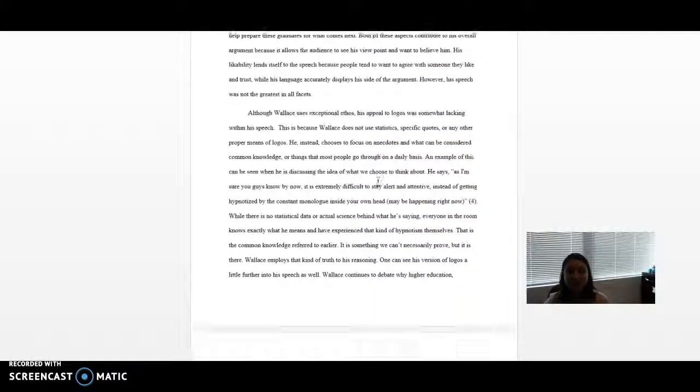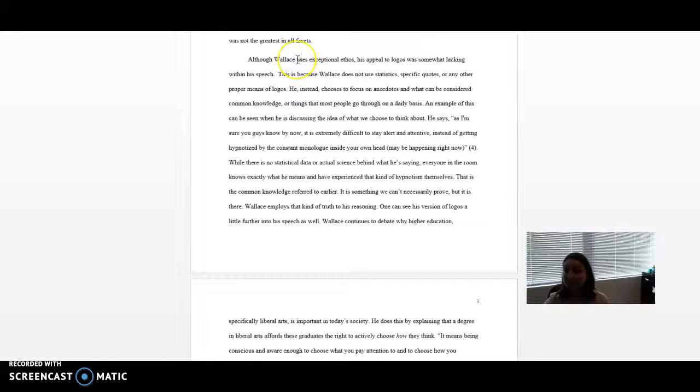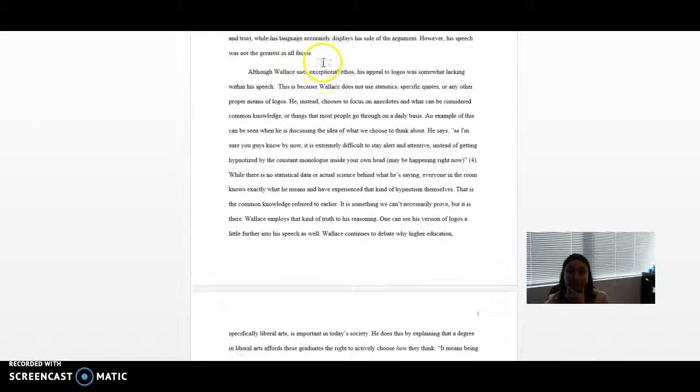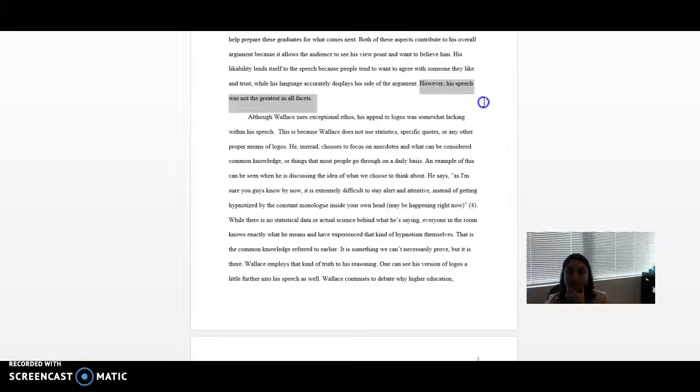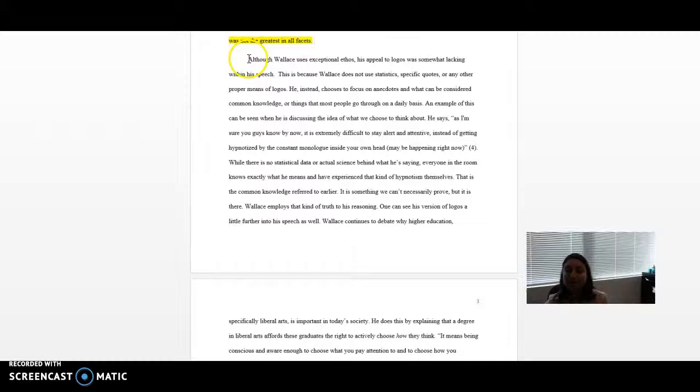Second body paragraph, they transition from one idea to the next, right? So we do want to make sure that we have a transition or summary sentence at the end of each body paragraph. This person went a step further and transitioned with this topic sentence. So they say, although Wallace uses exceptional ethos, his appeal to logos, which is the next one, was somewhat lacking within his speech. So here, they're not saying he does a bad job with logos. What they're saying is that there's not a lot of logos, right?